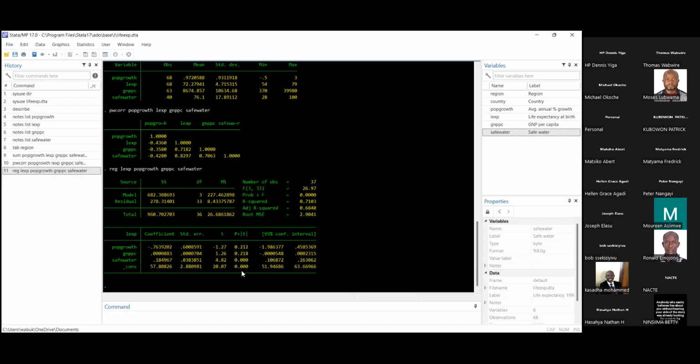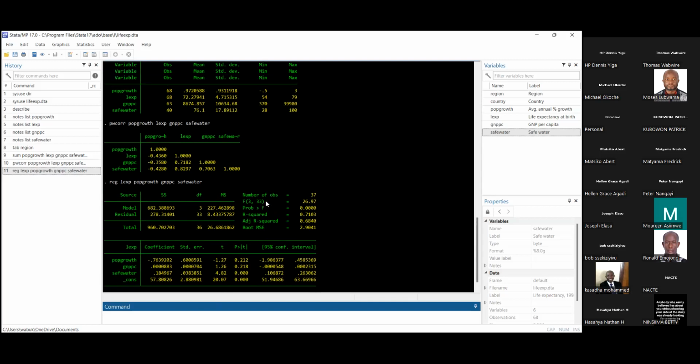And the constant, as we say, is the variation in life expectancy when these three variables above are all equal to 0. In other words, it is 57 years of life expectancy when population growth, GNP and safe water all carry 0 values or are not changing. And so that is what we mentioned. I think those are the numbers we watched last week in the video.